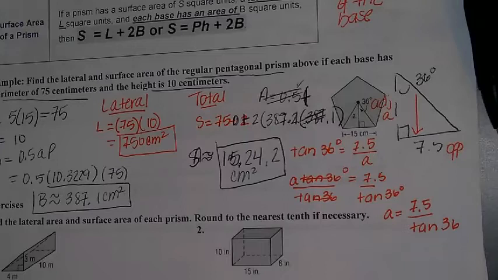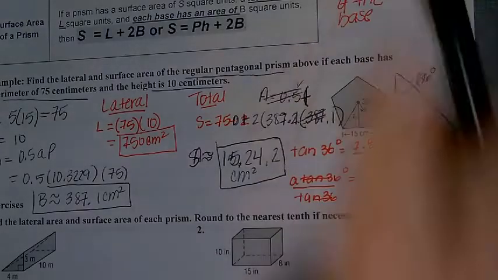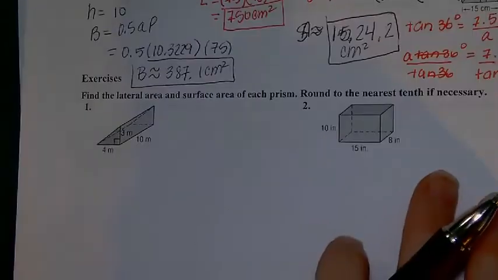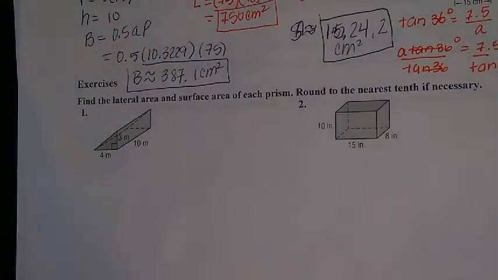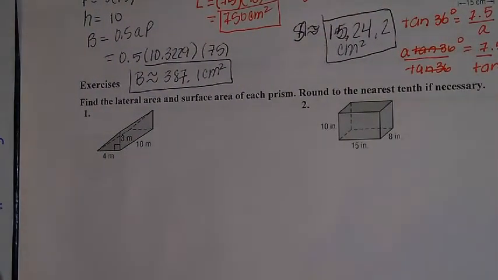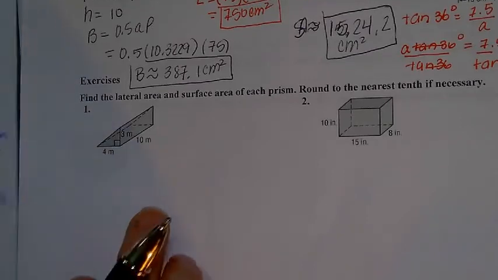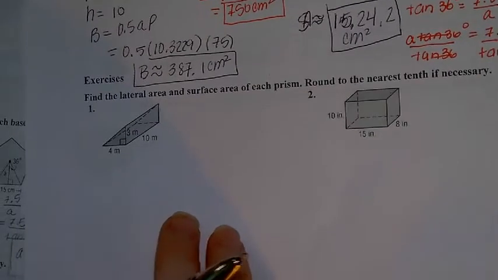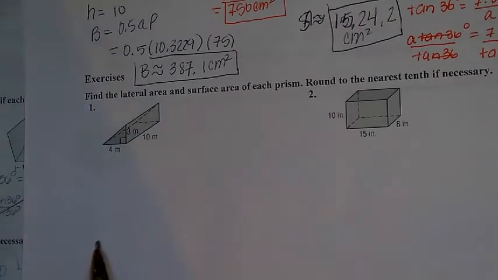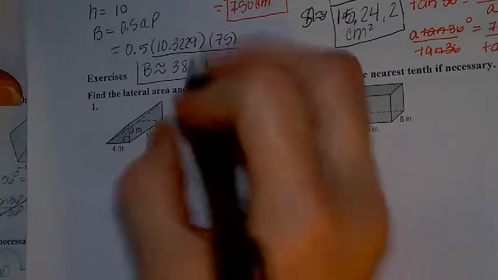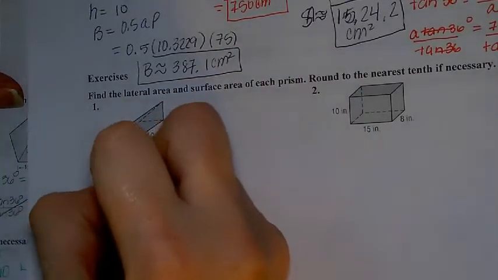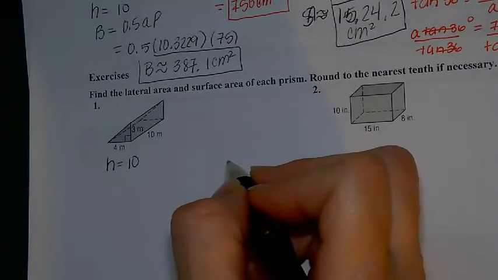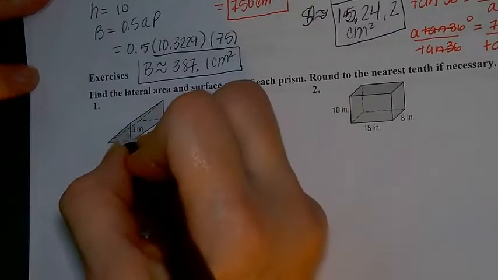Okay, let's move on to the next example. It says, find the lateral area and surface area of each prism, round to the nearest tenth if necessary. When I'm solving these problems, I like to identify the height, the perimeter of the base, and the area of the base, so I can substitute them in easily. The height of the solid is 10. The perimeter, well, we have to find the perimeter.